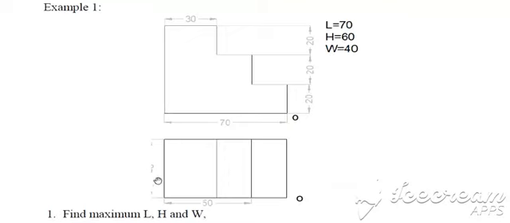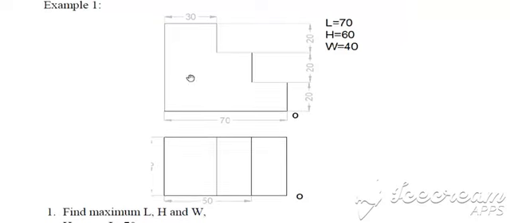Sorry for the mistake here. Orthographic projection and isometric projection are exactly opposite to each other. In orthographic projection, we are drawing from the three-dimensional view into the two-dimensional view, while in isometric projection, we are drawing from the two-dimensional view into the three-dimensional view. In orthographic projection, we are supposed to first find the maximum length, width and height. Similarly, here also we are supposed to find the maximum length, width and height so that we can draw the isometric view. Now let's start with the simple example.